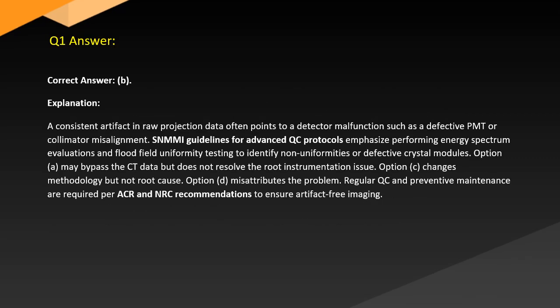Answer. Correct answer, B. Explanation. A consistent artifact in raw projection data often points to a detector malfunction such as a defective PMT or collimator misalignment. Guidelines for advanced protocols emphasize performing energy spectrum evaluations and flood field uniformity testing to identify non-uniformities or defective crystal modules. Option A may bypass the CT data but does not resolve the root instrumentation issue. Option C changes methodology but not root cause. Option D misattributes the problem. Regular QC and preventive maintenance are required per ACR and NRC recommendations to ensure artifact-free imaging.